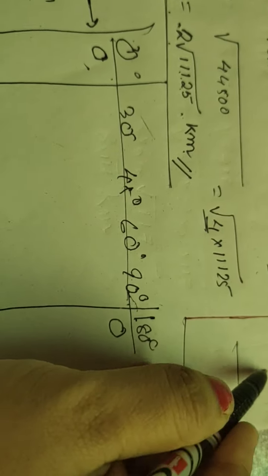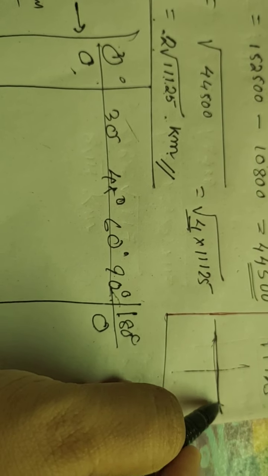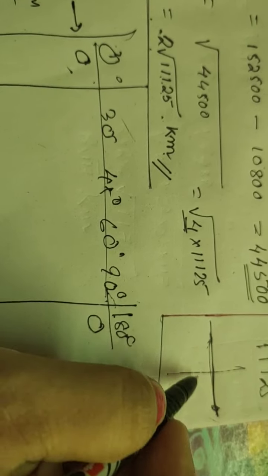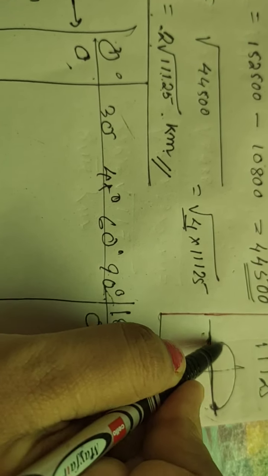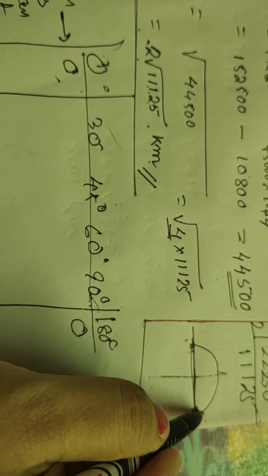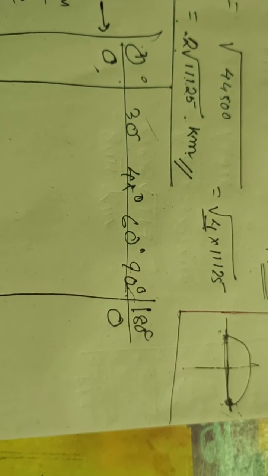Why is it so? The reason is that the value of sine theta, whenever it is on the x-axis, whatever angle you take, is always equal to 0. If this side it is 0, then this side also it is 0, and in many cases we prefer to take acute angles. So sine 180 degree is 0.